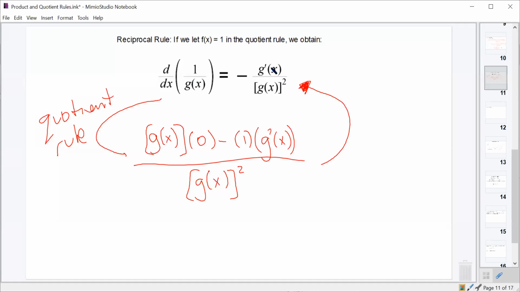Why did you use not u and v for this one, and you used g of x instead? I don't know. Just for the heck of it. Different letters. Didn't want to discriminate. Okay. Yeah, no particular reason.